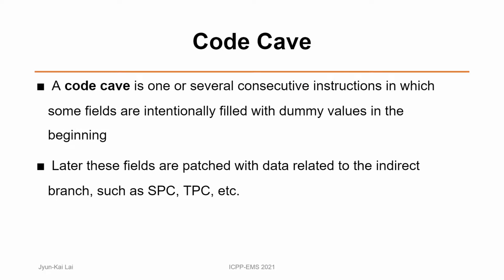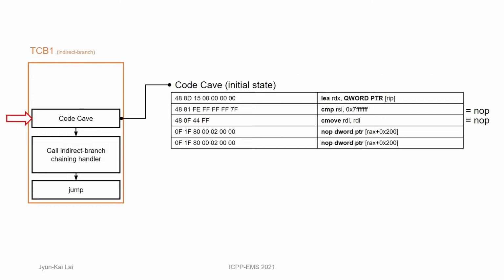A code cap is one or several consecutive instructions in which some fields are intentionally filled with dummy values in the beginning, and these fields are patched with data related to the branch such as SPC, TPC, etc. It is a code cap. In the initial state, these two instructions can be viewed as no-op instructions. The last two instructions take 14 bytes and are reserved for a direct jump patch or an indirect jump patch.